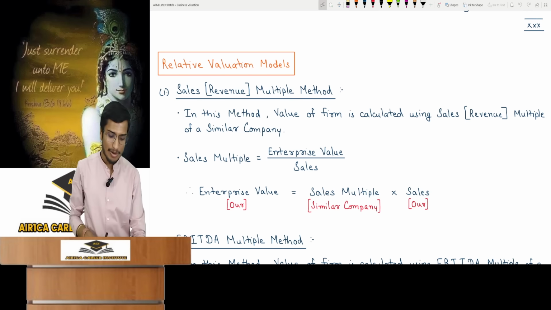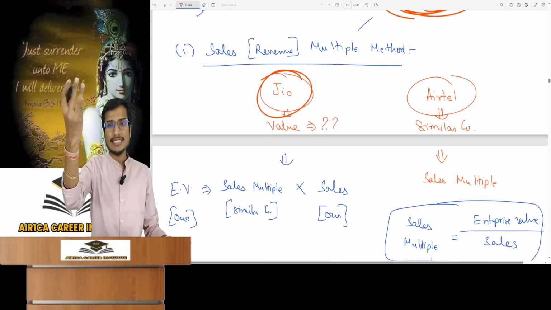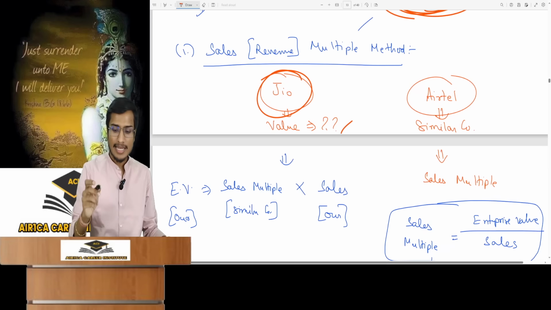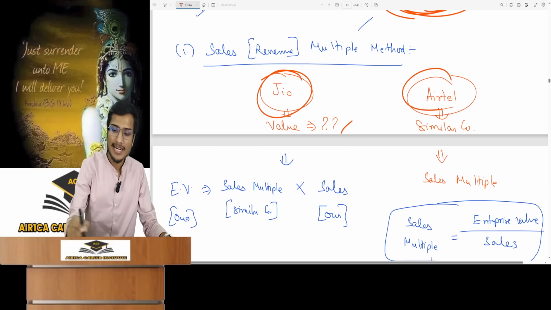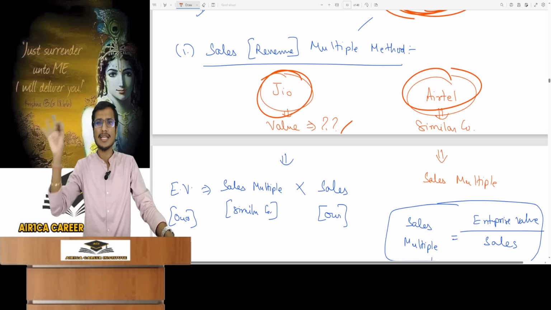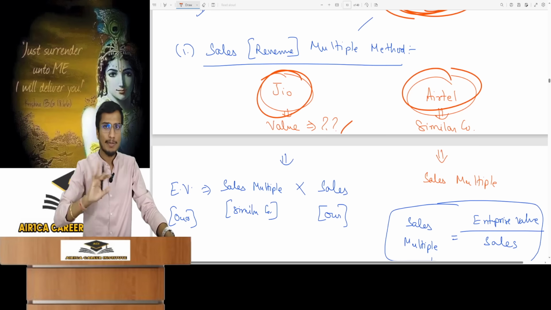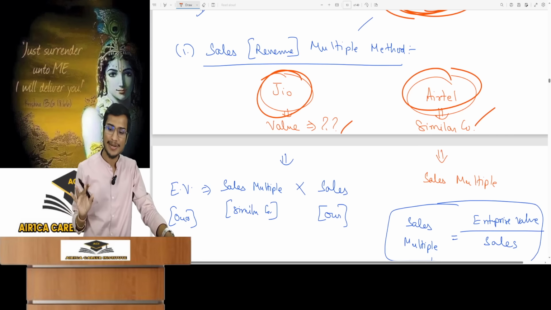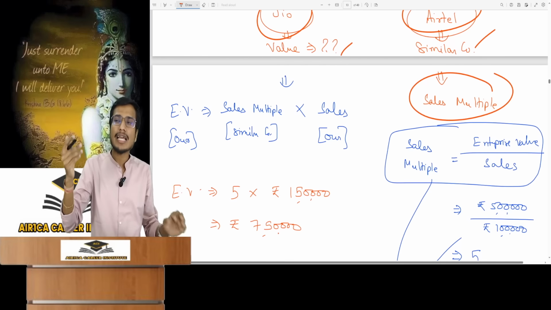Look what happens in this. Suppose my company is Jio, and I want to find its value using relative valuation. So first I need to find a similar company. I found a similar company in the market, Airtel, which is in the same telecommunication business, has the same kind of business model, similar costs, everything is similar. So I found out Airtel's sales multiple. A sales multiple is essentially a sales ratio.